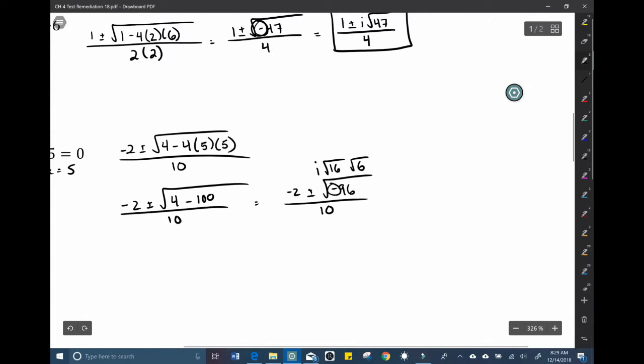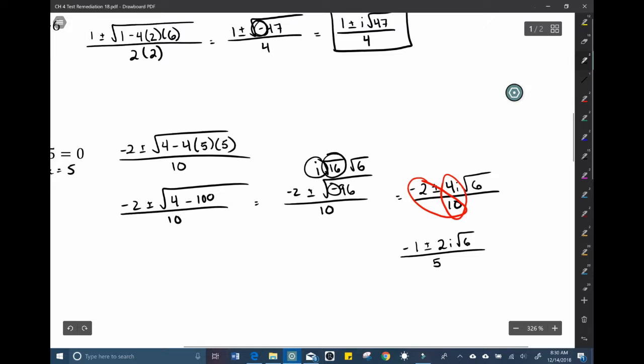Okay, so we have a few things going on. Negative 2 plus or minus square root of 16 is just going to be 4. i is next. Roots of 6 all over 10. And the last thing you can do is reduce the 2 and the 10 and the 4 and the 10. Okay, so we can reduce those by 2, negative 1 plus or minus 2i roots of 6 all over 5. That is the best way to write the answer.